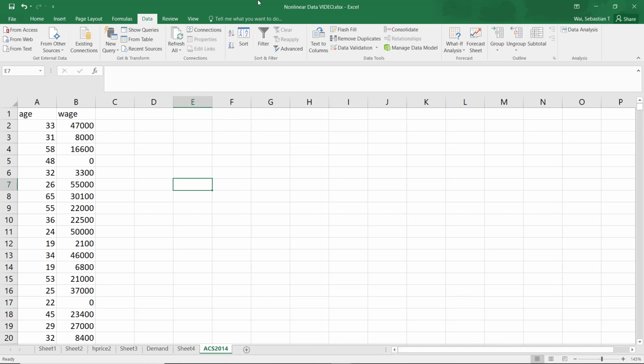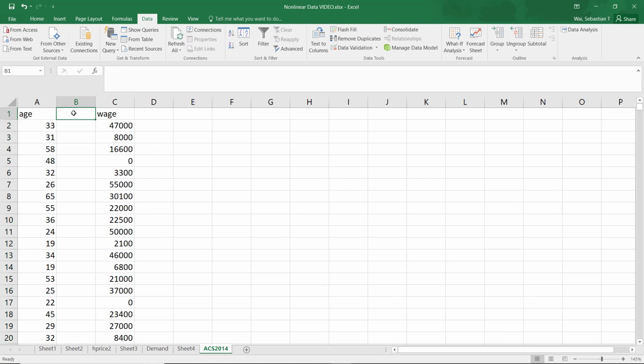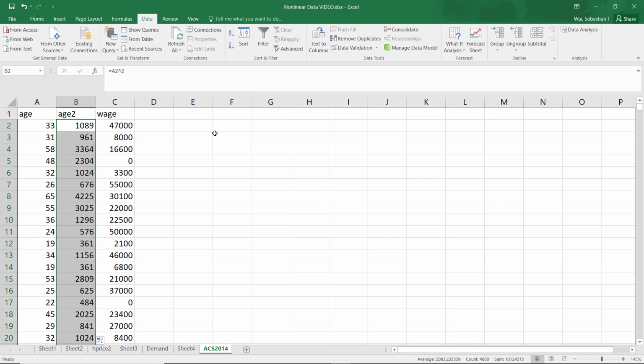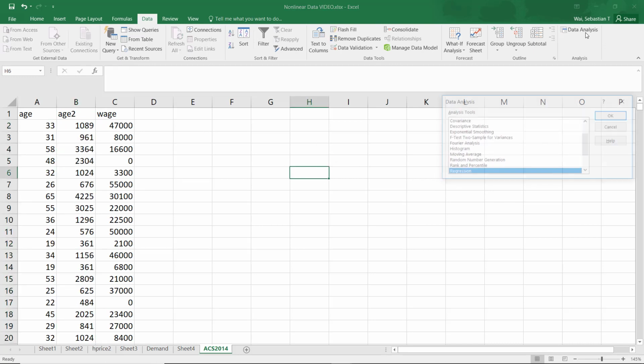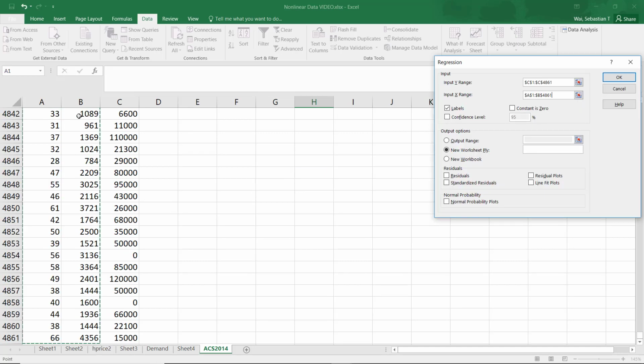Let's estimate a quadratic model in Excel. I'm going to add a new column here that I'm going to call age 2 for age squared, and I'm going to define that as age squared. I'll then copy that formula all the way down and then run the regression. My Y range is going to be the wage. X range is going to be age and age squared. You always want to include the linear term in the quadratic model. That is going to allow us to build the shape that we want to build here.